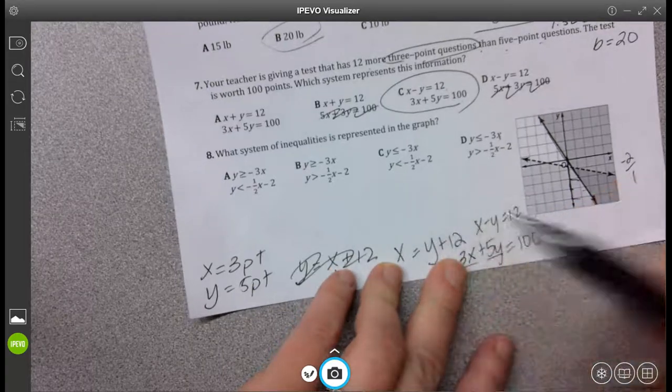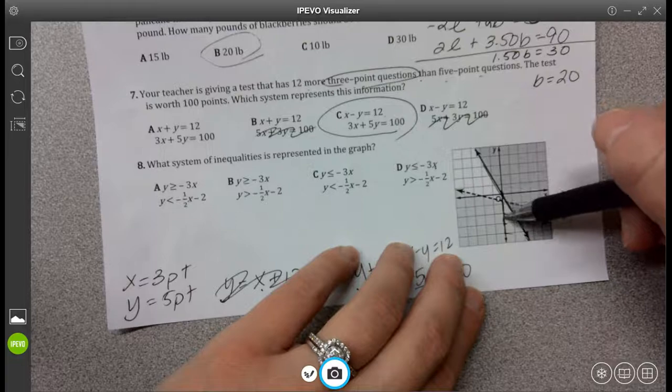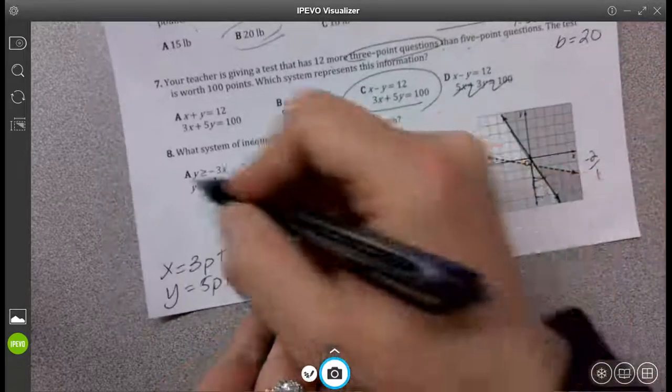So none of these are right. There's an error here. So down 2 over 1. Yeah, that's not right. So this one's not even right. All right. So ignore that last one.